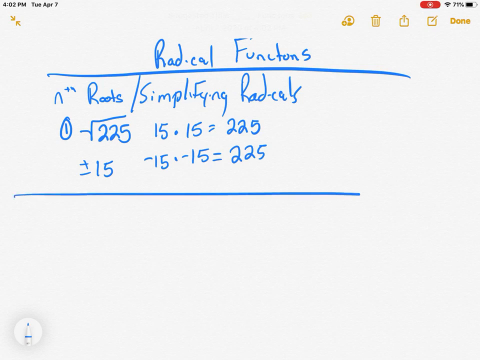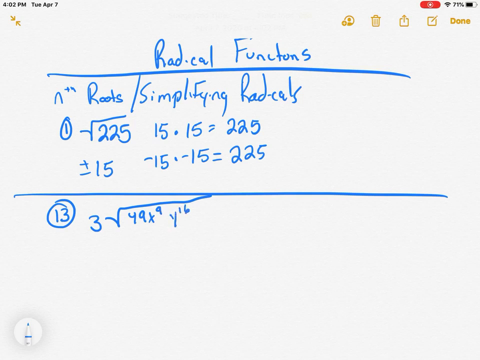Now when it comes to simplifying the radicals, the question really comes down to looking at when we have variables. And I know that could be a little bit confusing. So let's go ahead and skip on down to number 13, where it says 3 radical 49x to the 9th and y to the 16th.